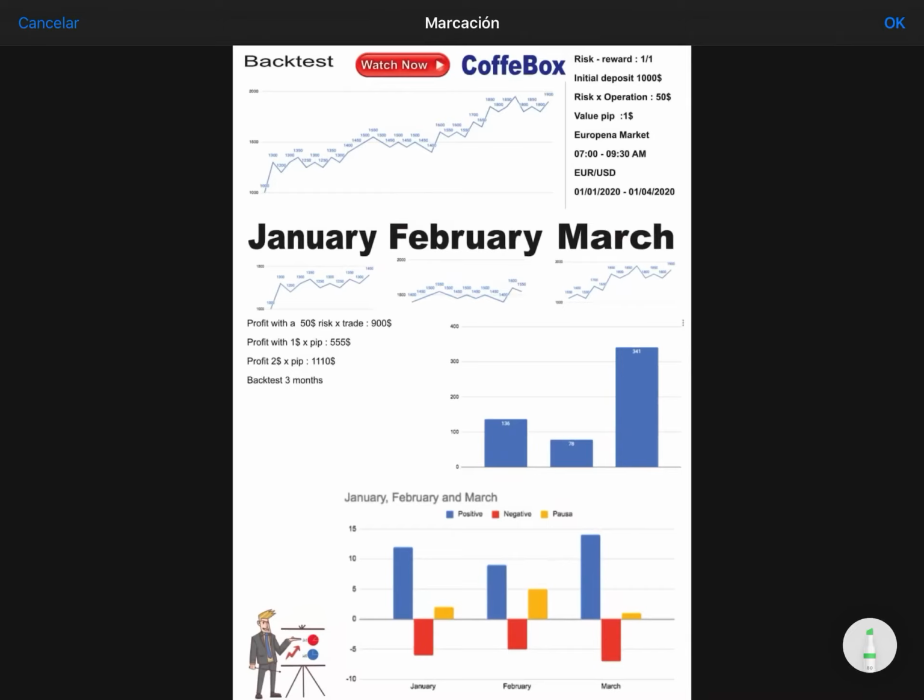Today, like I promised, we're going to make the backtesting of the CoffeeBox. I did it for the months of January, February and March of 2020. So let's begin and explain the strategy.